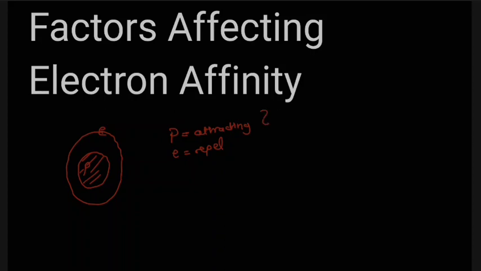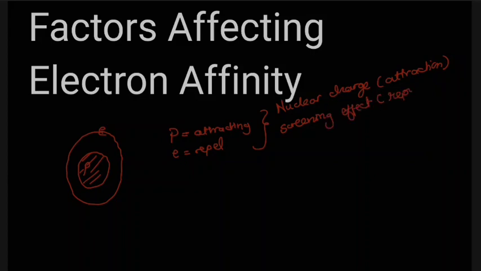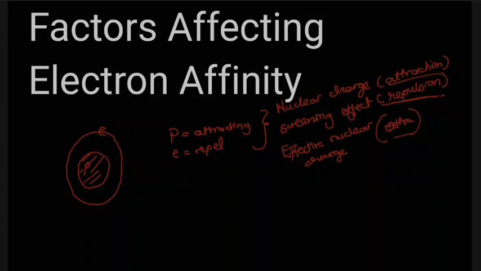So here come two terms. There is something called nuclear charge, basically attraction, and screening effect, basically repulsion. There will always be a net, which is the effective nuclear charge. Now this will be the net result of these two. If the attraction is more than repulsion, you will have an attraction. If repulsion is more than attraction, you will have a repulsion here.